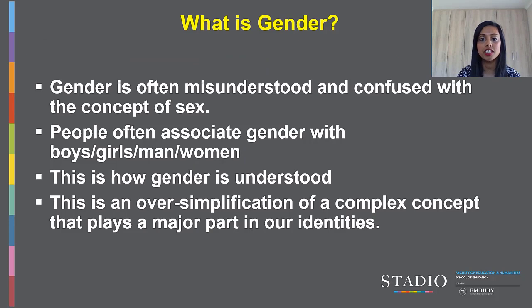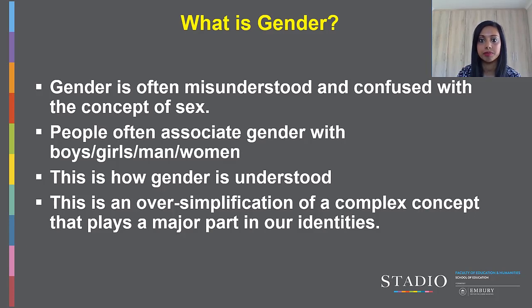So to begin, we are first going to unpack what is gender. Now, gender is often misunderstood and is used interchangeably with the word sex, and people often confuse gender and sex as the same term. And often we associate gender with boy, girl, man, and woman. And this is as a result of socialization, because this is how we have come to understand gender. But in actual fact, gender is an oversimplification of a very complex term that plays a major role in our identity.